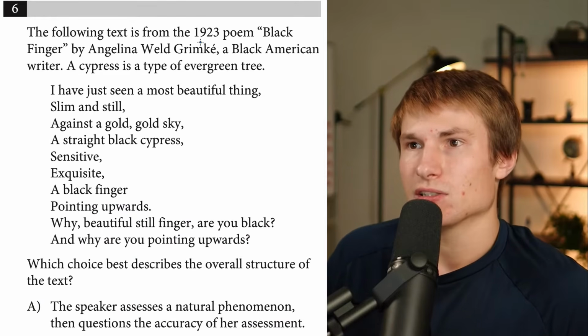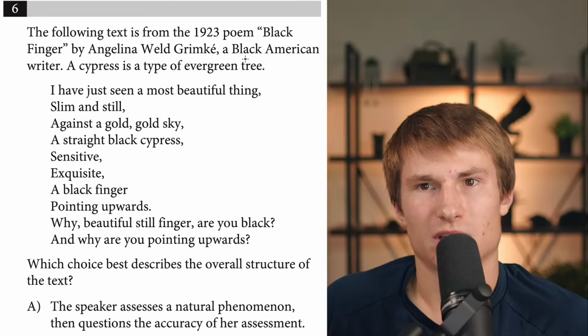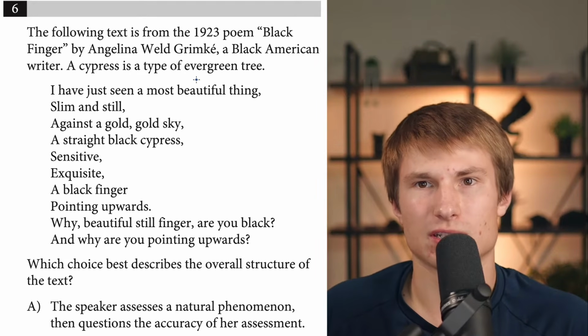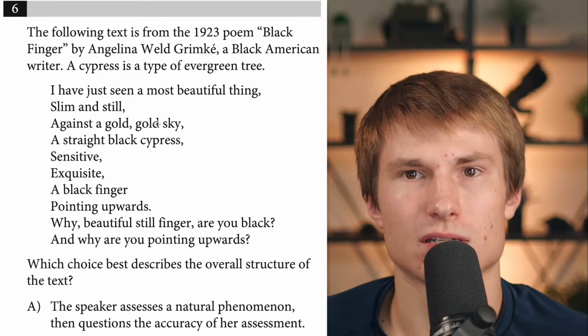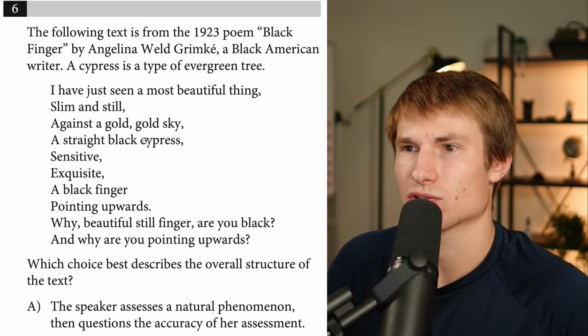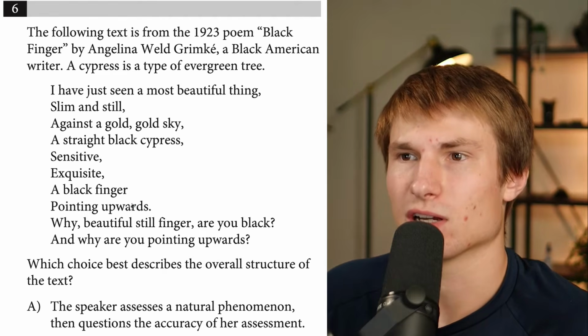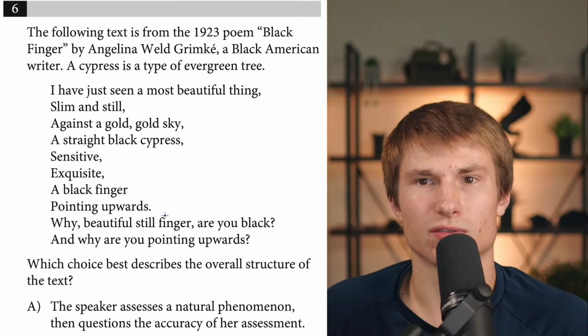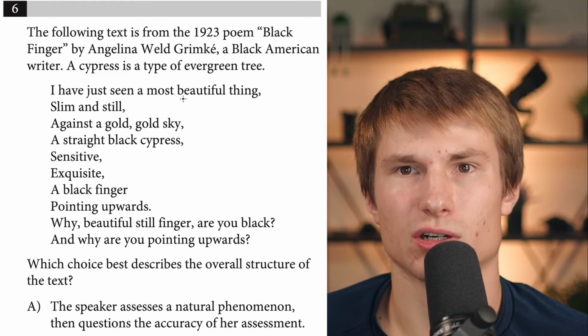Question 6. The following text is from the 1923 poem Black Finger by Angela Weld Grimke, a black American writer. A cypress is a type of evergreen tree. I have just seen a most beautiful thing, slim and still against a gold sky, a straight black cypress, sensitive, exquisite, a black finger pointing upwards. Why, beautiful still finger, are you black? And why are you pointing upwards? Which choice best describes the overall structure of the text?